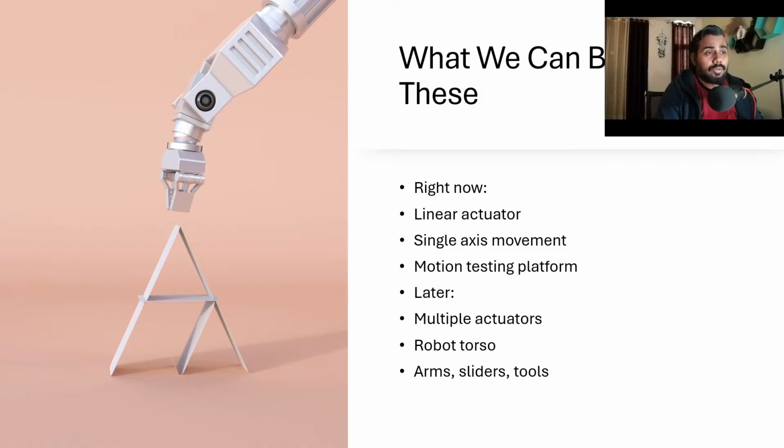Robot torso, arms, sliders, tools. We're not going to build the limbs, legs for right now. That has a whole different complexity, so we are going to avoid that. We will mount it on a table or on a plate, on a wooden plank or something. We will see.